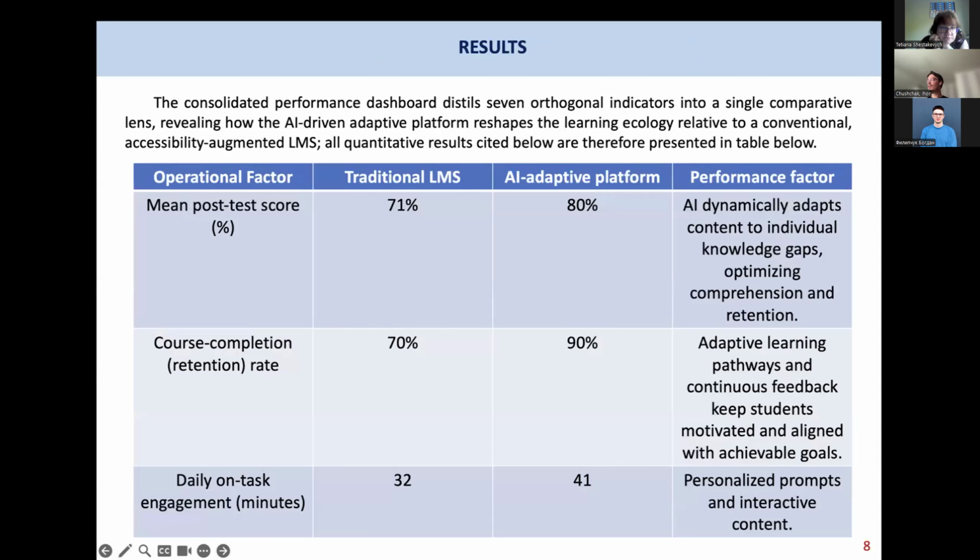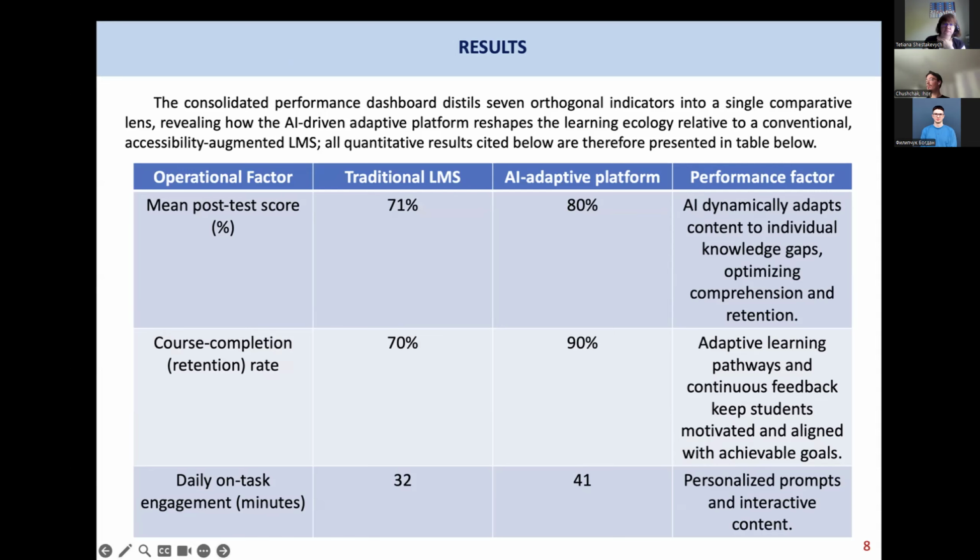This slide presents a comparative performance analysis between a traditional learning management system and an AI-driven adaptive platform. The consolidated dashboard synthesizes key educational indicators, highlighting how AI integration transformed learning outcomes. First, we observe an increase in the mean post-test score from 71% to 80%. This improvement is attributed to the platform's ability to dynamically adapt content to each learner's knowledge gaps, thereby enhancing comprehension and retention. Second, the course completion rate rises significantly from 70 to 90%.